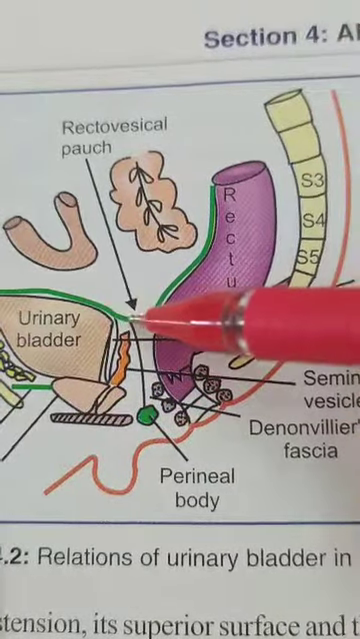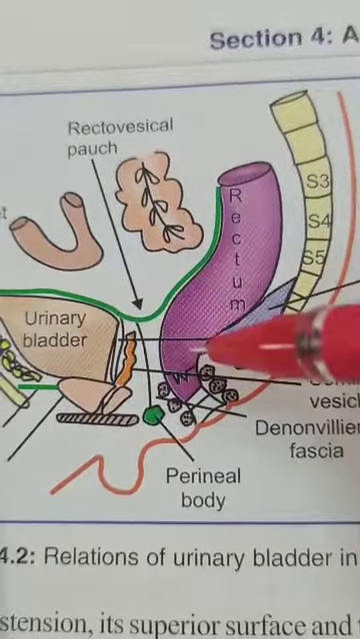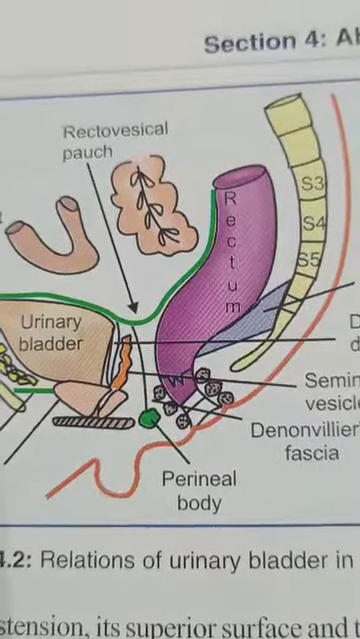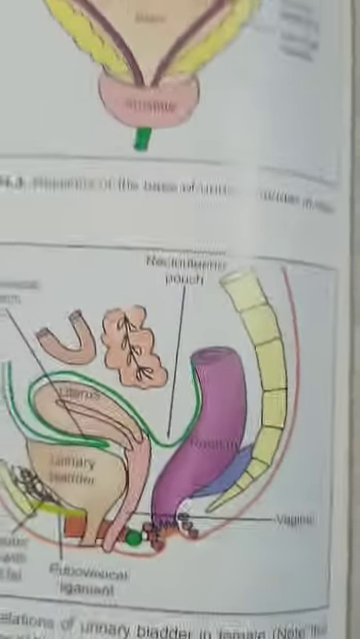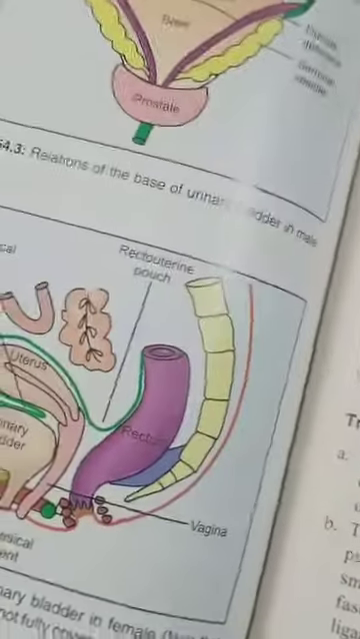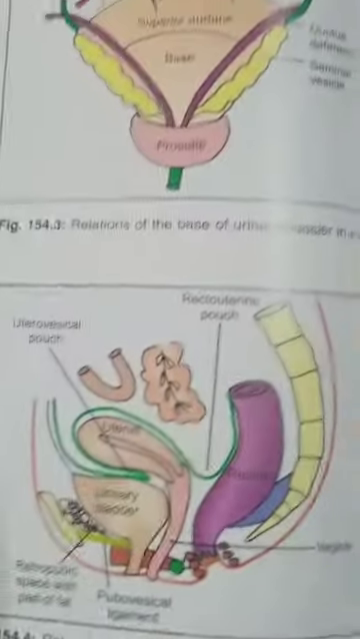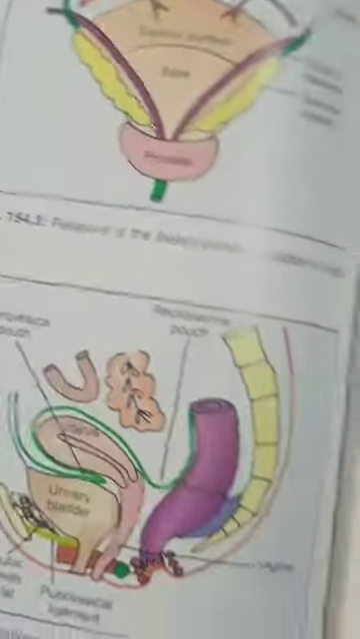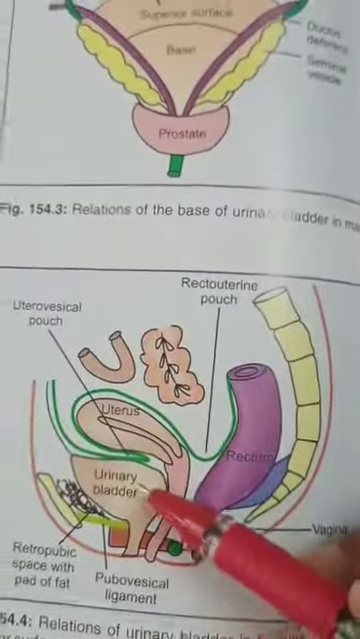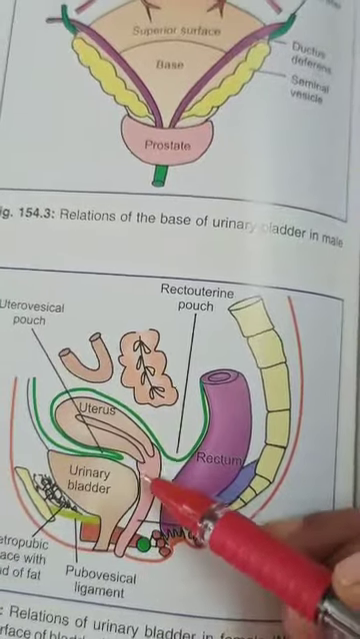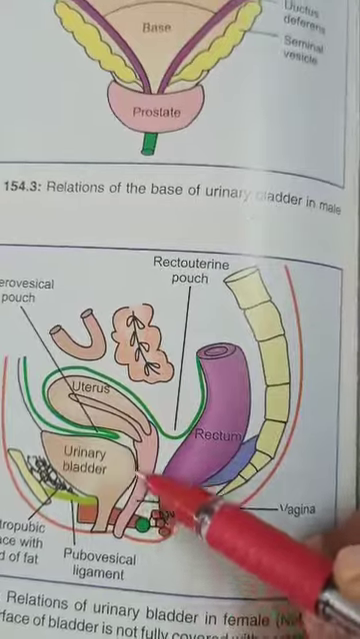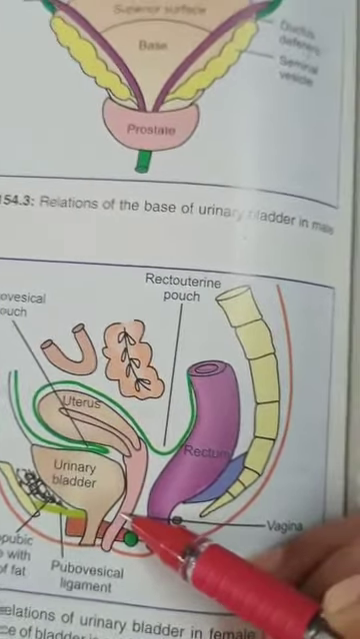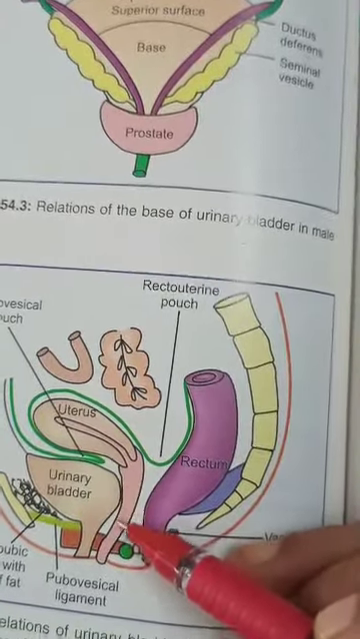Rectovesical pouch. This is the rectovesical pouch. In case of males, we can see the base is related to these structures. In case of females, instead of these structures, we can see the urinary bladder base is related to the anterior wall of the vagina. So this is the uterus and this is the vagina.